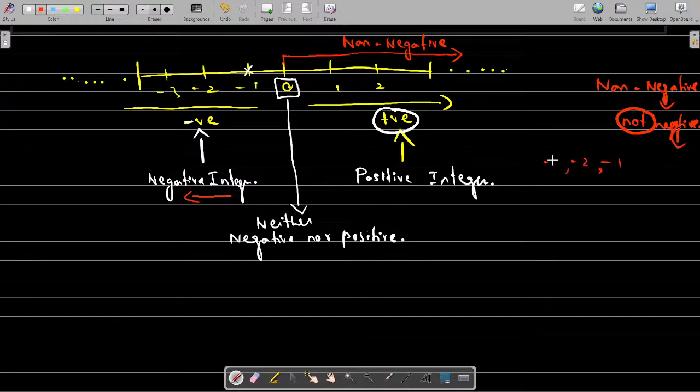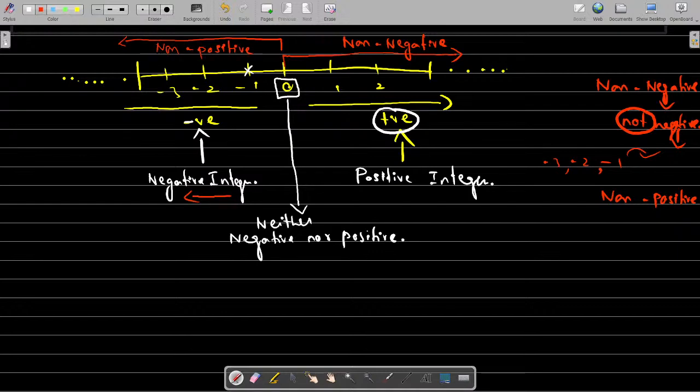-1, -2, -3, etc. Then not negative means you have to shift from this -1. So it starts from 0, 1, 2, etc. and is all non-negative. And I can include non-positive, but it's a very rare case we use this term. So you can guess which is all non-positive: all the values lying to the left hand side are called non-positive.